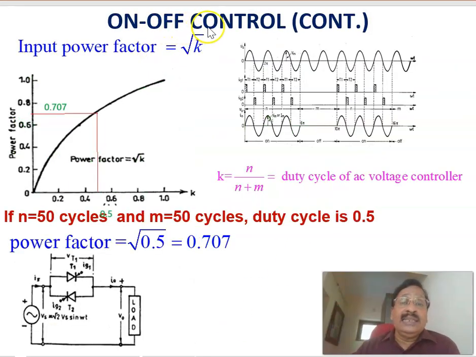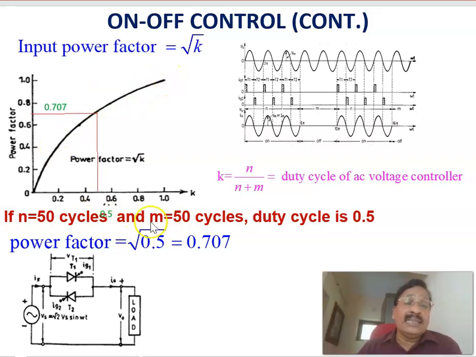Now continuing with the integral cycle control or on-off control, we have seen the input power factor is equal to the square root of k, where k is the duty cycle, equal to n divided by n plus m. As k changes, the power factor changes. As an example, you can plot the power factor versus the duty cycle here. It's not linear. It is square root of k. Therefore, this is the plot of power factor versus the duty cycle k.